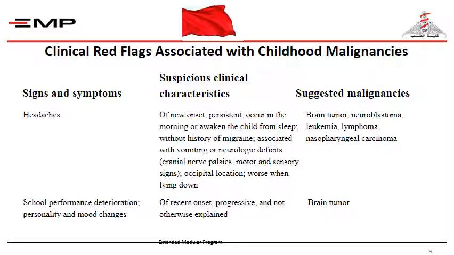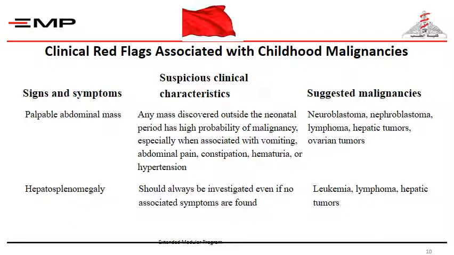Similarly, you have to exclude a brain tumor in a child who presents with acute onset and progressive course of school performance deterioration, personality, or mood changes.